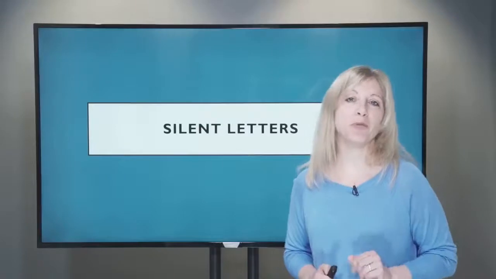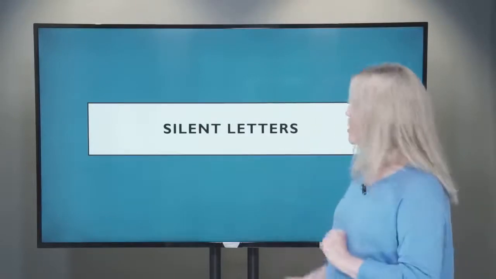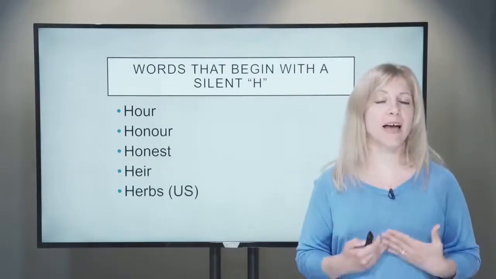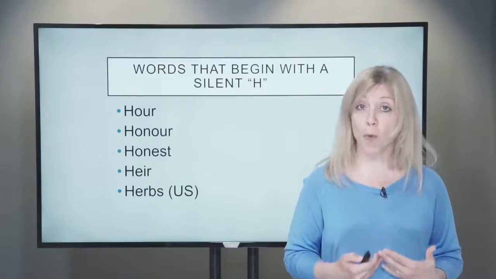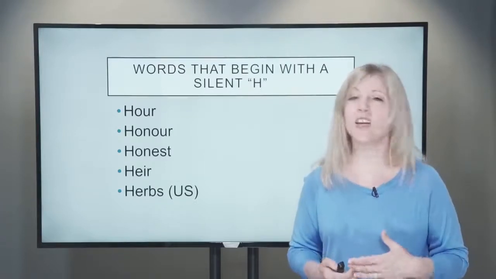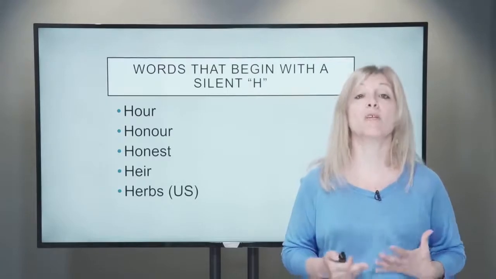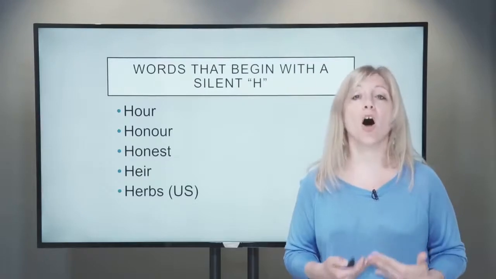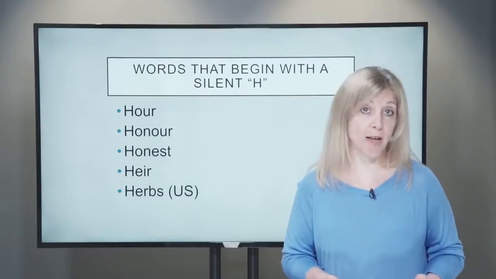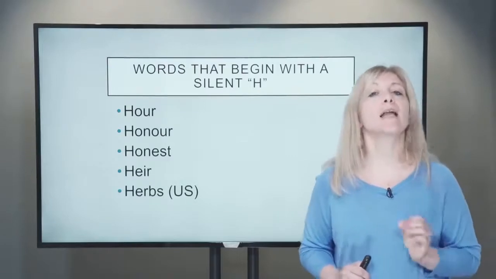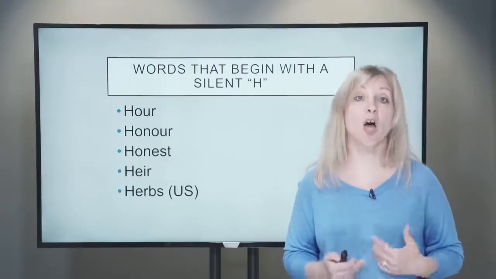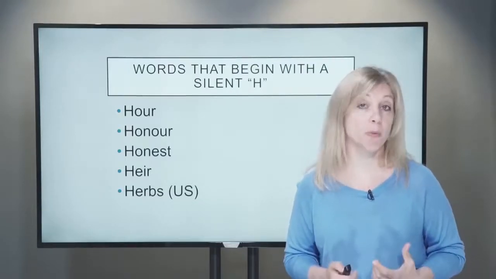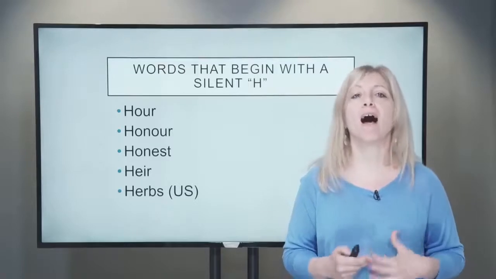So let's continue. Silent letters. First of all, the H. In English we pronounce the H when it's at the beginning of a word, but there are just a few exceptions. For example, hour, honor, honest, and heir: we don't pronounce the H. The other one, I've put US, because in American English they don't pronounce the H, they say 'erbs, but in British English we will pronounce the H, like herbs. The ones to remember are hour, honor, honest, very important. So try not to make the mistake.